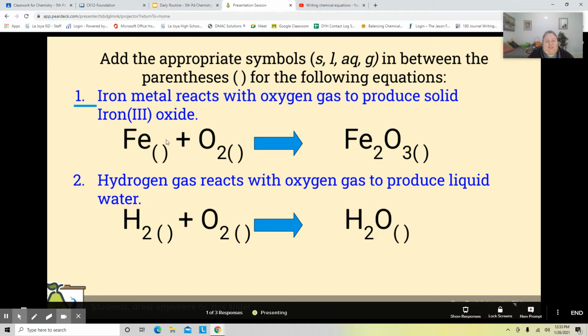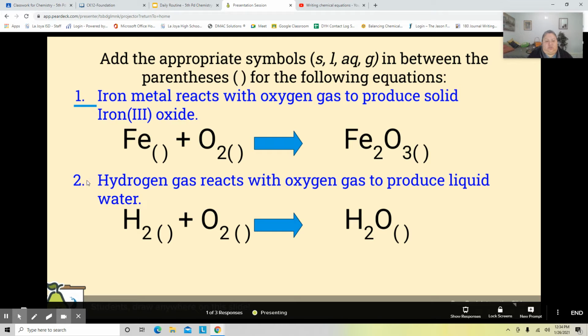Number 1 says, iron metal reacts with oxygen gas to produce solid iron 3 oxide. What would you put in these parentheses, guys? Okay, what would you put in these parentheses? Would you put an L? Would you put an S? Would you put a G? Or would you put AQ? If it says iron metal reacts with oxygen gas to produce solid iron 3 oxide. All right, I got one person writing.